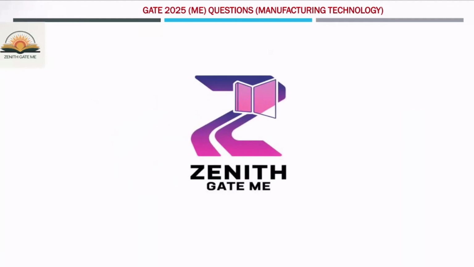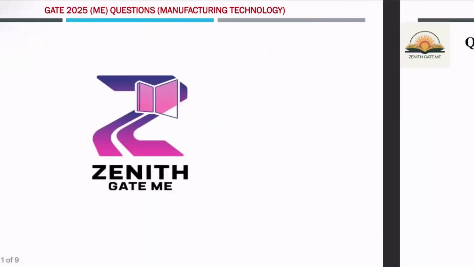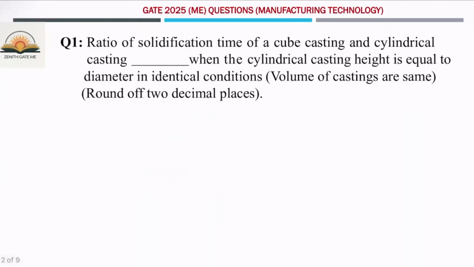So in today's session, I will talk about the questions which came in GATE 2025 Mechanical from manufacturing technology. So the first question is: this question came from the casting chapter.